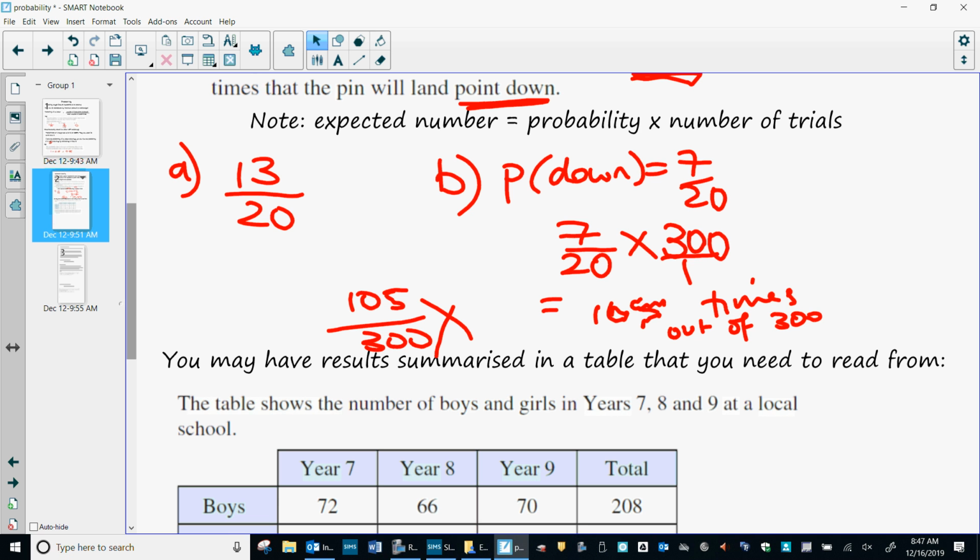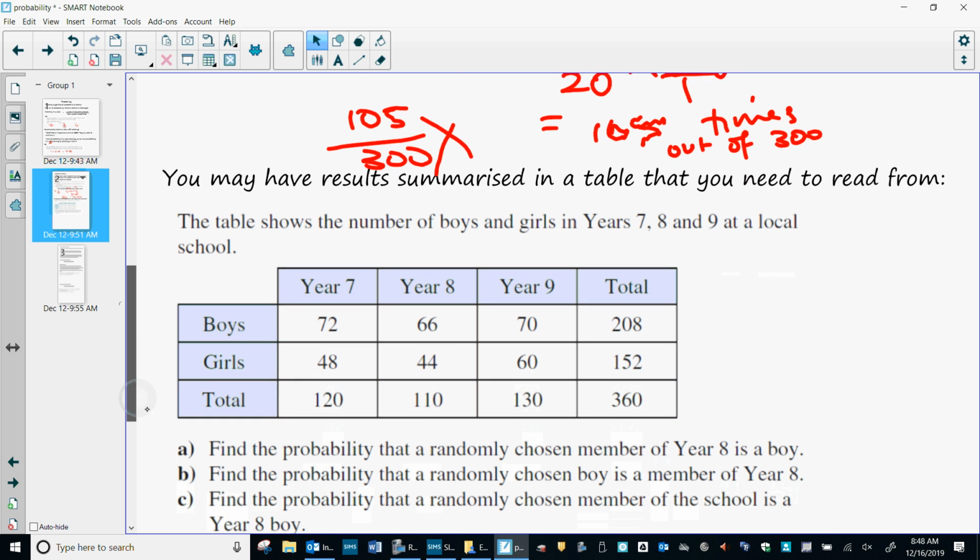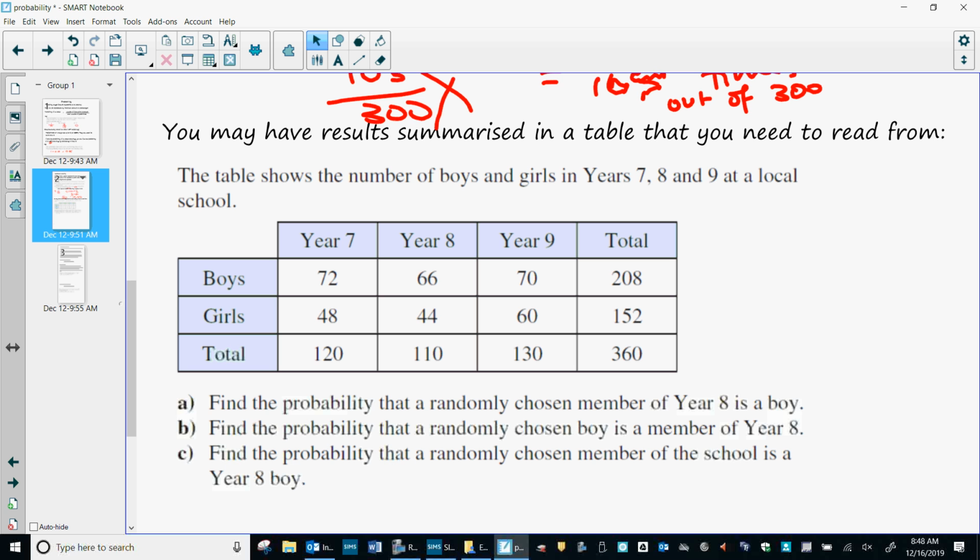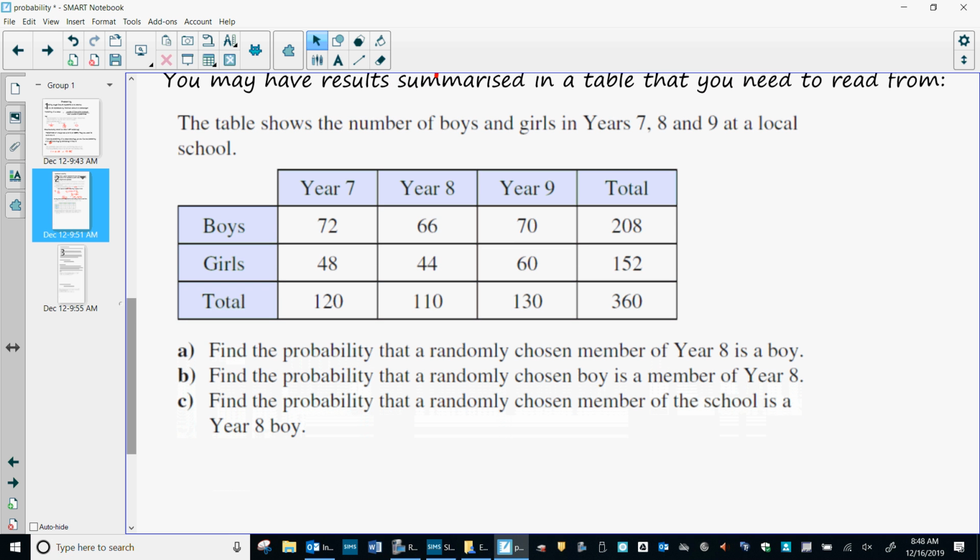So, next one. Sometimes they just give you the words. Sometimes they summarize information or give you the information in a table, and you have to get that information from the table. So the table shows the boys and girls of year 7, 8, and 9 at a local school. We all know how to read these. Find the probability that a randomly chosen member of year 8 is a boy. So we are only talking about choosing a student from year 8. So we have to look at year 8 and say, right, there are 110 people in year 8. So that's going to be my denominator.